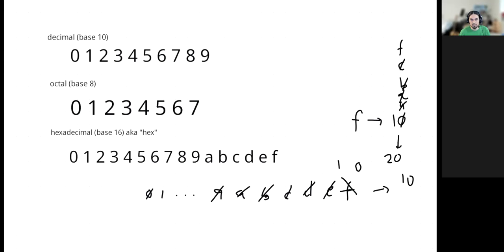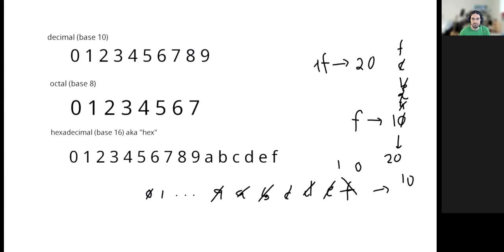So from 1F, when you add one, you zero the F so it becomes 0, carry the 1, and add it to the 1, and it becomes 2. So that makes sense? That's how we would count there. All right? Does that make sense? All good for everybody?